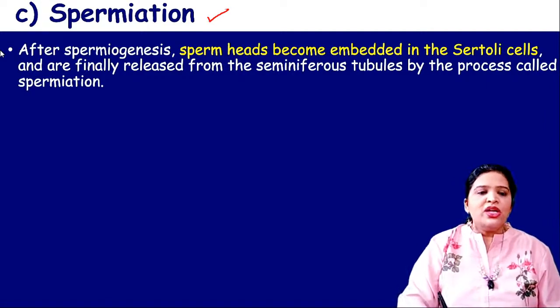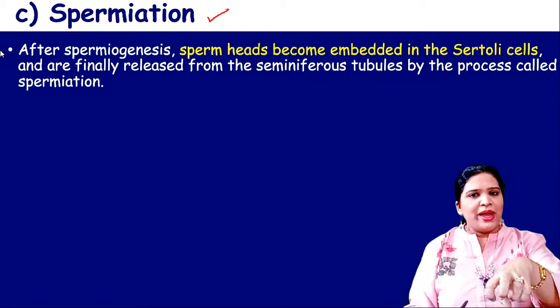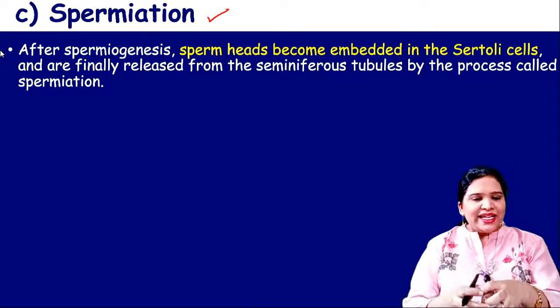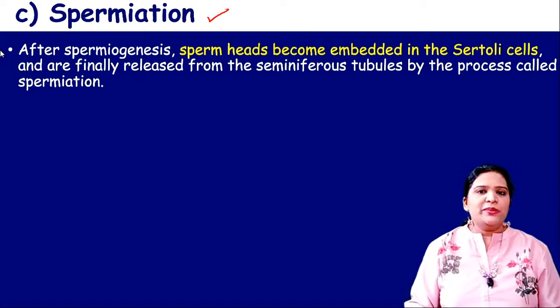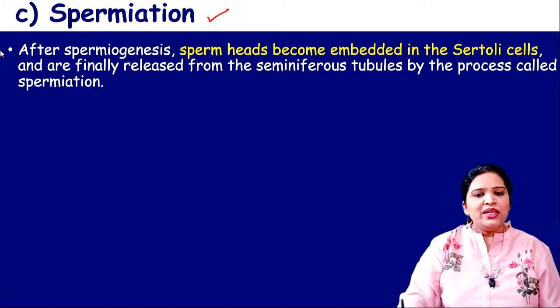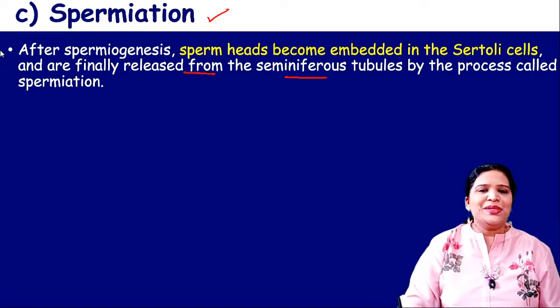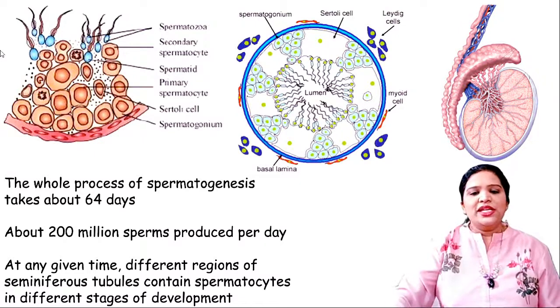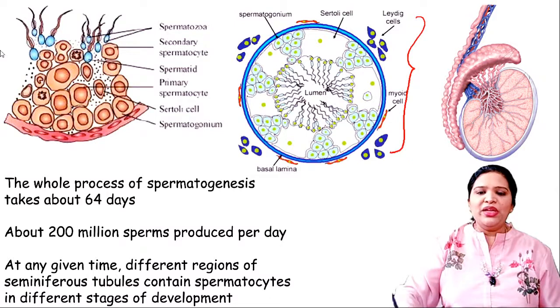After spermiogenesis, the sperm head, which is attached or embedded in the Sertoli cells, gets detached and released out. This process is called spermiation. The sperm head becomes embedded in the Sertoli cells and is finally released from the seminiferous tubules by the process called spermiation. Fine. See here, so far all this process occurs in the seminiferous tubules.